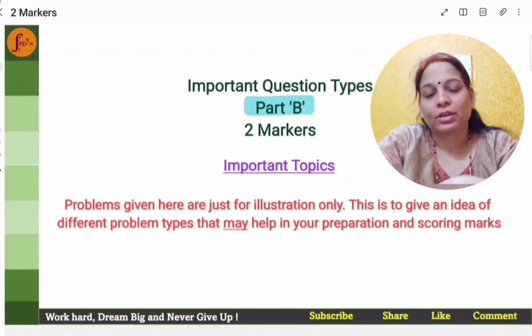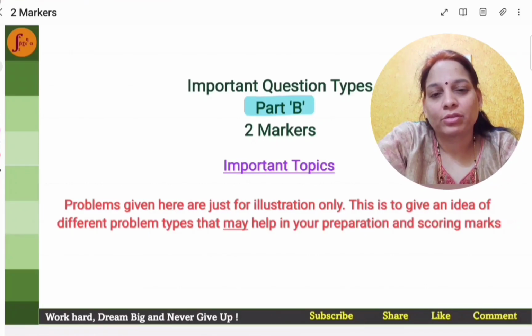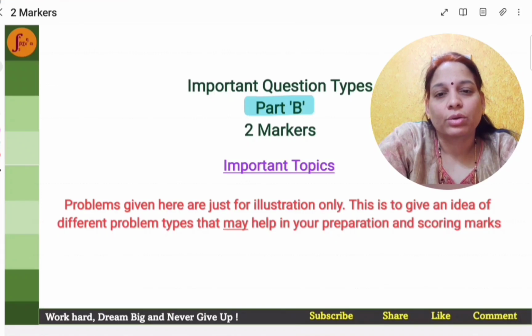Hi folks. So today I've come up with a list of problems from part B for 2 markers. Now the only reason behind giving this list of problems is so that you put more preparation or you are thorough with these problems along with other problems. Just don't rely on these problems and ignore the other topics and other problems.